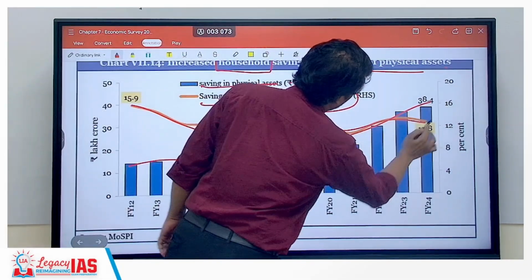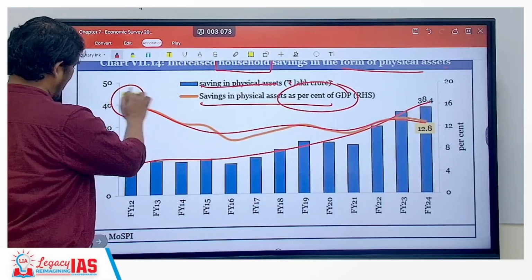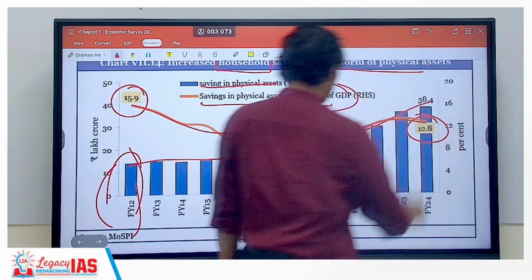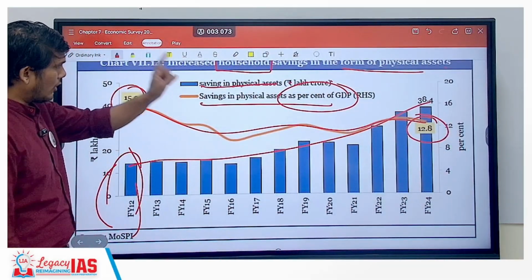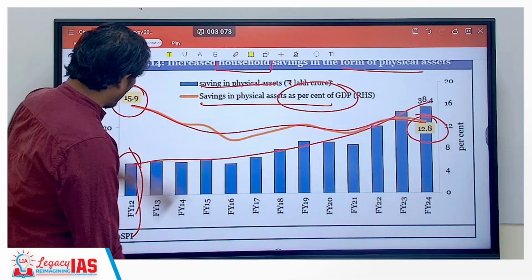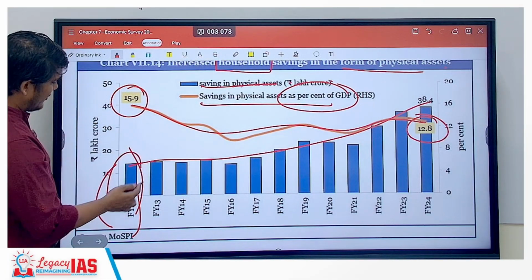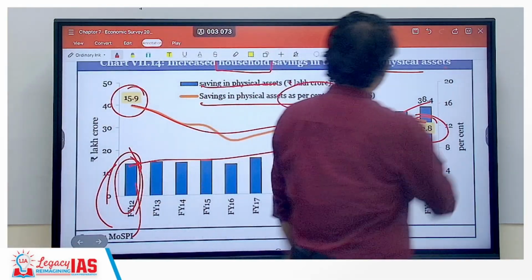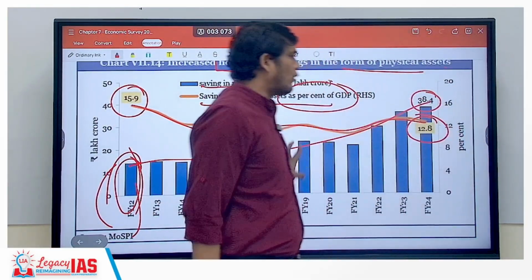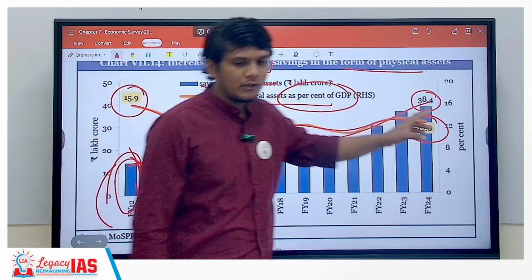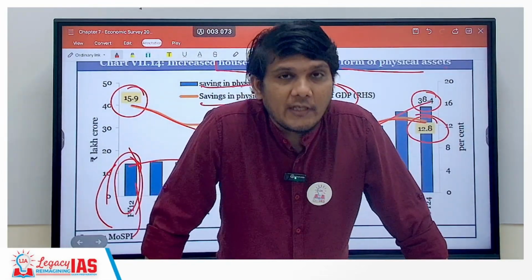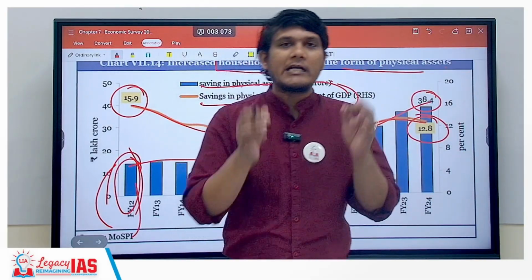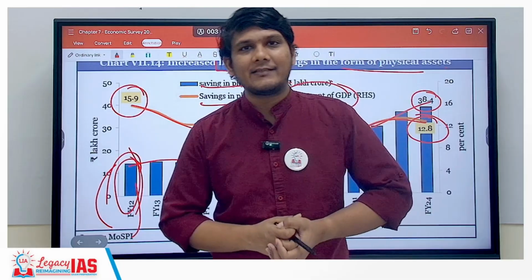then there has been a decline from 15.9% in financial year 12 to 12.8% in financial year 24. But the overall savings in lakh crore rupees was around 15 lakh crore in financial year 12. It increased to almost 40 lakh crore in financial year 2024. So the economic survey also mentioned that the service sector is the driver for Indian economy's growth.